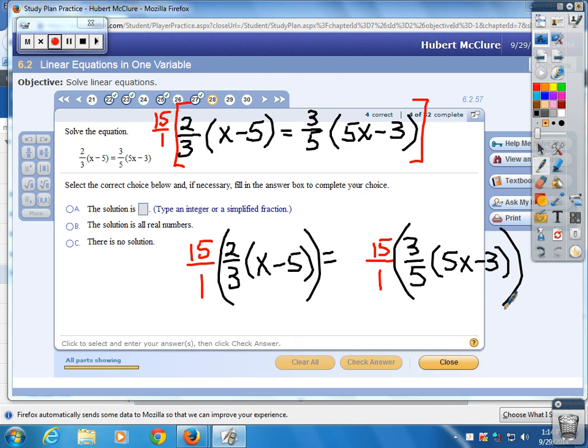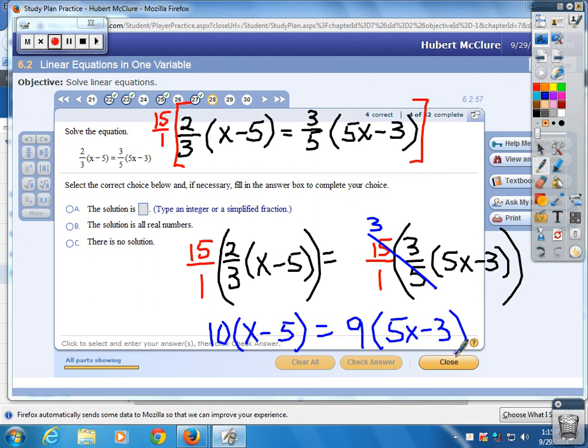And what's 15 divided by 3? 5, and 5 times 2 is, I don't know about you, but I'd much rather deal with 10 than 2/3. 15 divided by 5 is 3. 3 times 3 is... 10x minus 50 is equal to 45x minus 27.